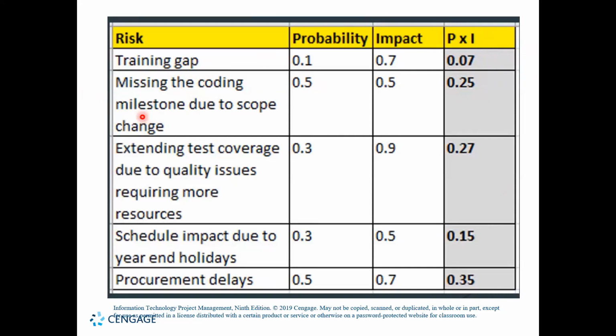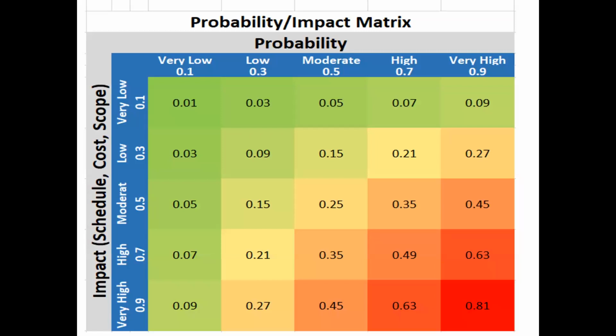Similarly, for another one, missing the coding milestone due to scope change, the impact is 0.25. So this is how we can calculate the weight of the risk. Now, after this, we use the weight of these risks, and we need to create a probability impact matrix and find out where the risk lies in that matrix. So it should be like this. You have to put the risk like this. This is a tabular form.